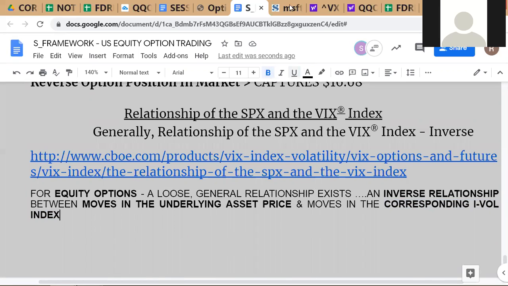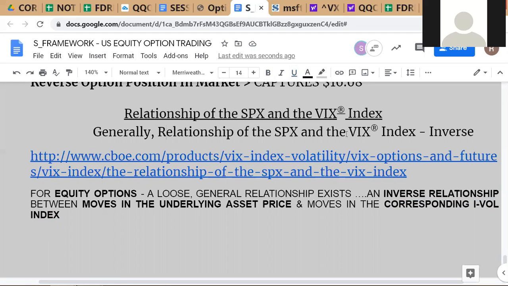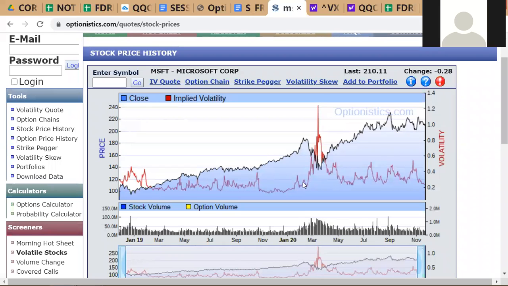This is the point I'm trying to raise. Hopefully this link works, and you can see the same thing as a relationship between the SPX and the VIX, because remember, the VIX index is the I-wall index for options on the SPX, the S&P 500 index. So the same thing exists here. When equity prices go down, the corresponding option prices go up.